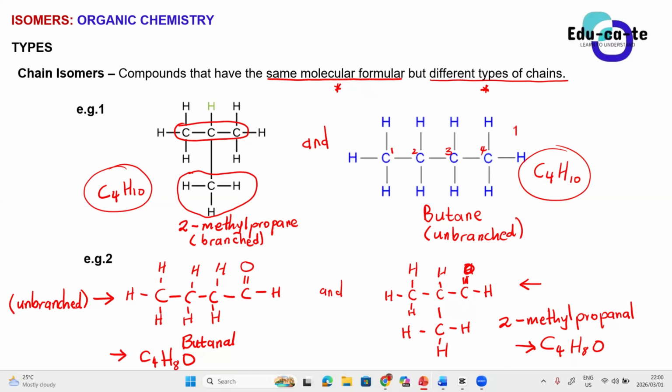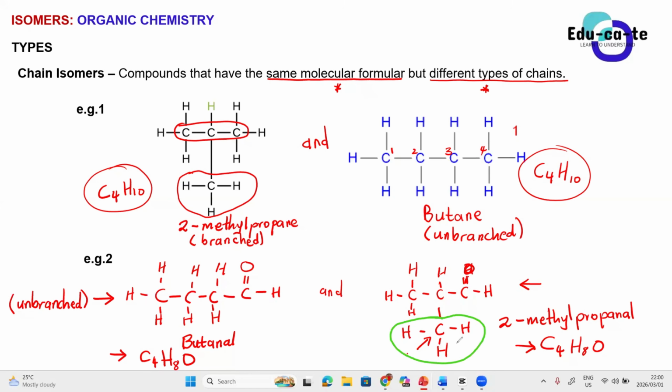So the first one is an unbranched chain. It's an unbranched aldehyde, which is butanol. But the second compound, it is a branched one because it's 2-methyl propanol. That methyl, because we are seeing that here, guys, we've got a methyl group. There is a methyl group there. So basically, this is 2-methyl propanol. It tells us that this is a side chain. This that we have here is a branch of this organic compound.